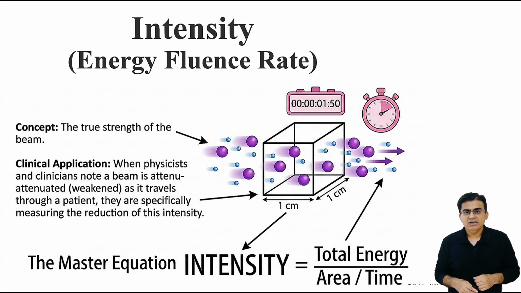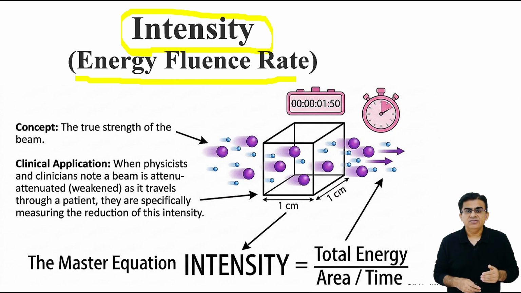We have just learned how to calculate the total energy passing through that 1 by 1 centimeter square window. We called this energy fluence. But we must remember that treating a patient is a dynamic process. Time is always a critical factor in the clinic. This brings us to the ultimate metric of the beam. It is called intensity. Some people call it energy fluence rate.